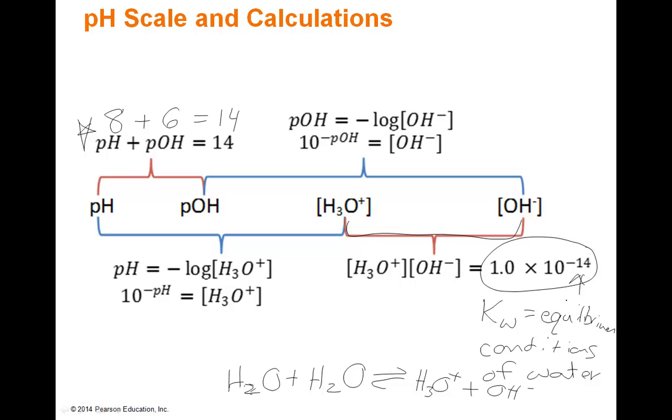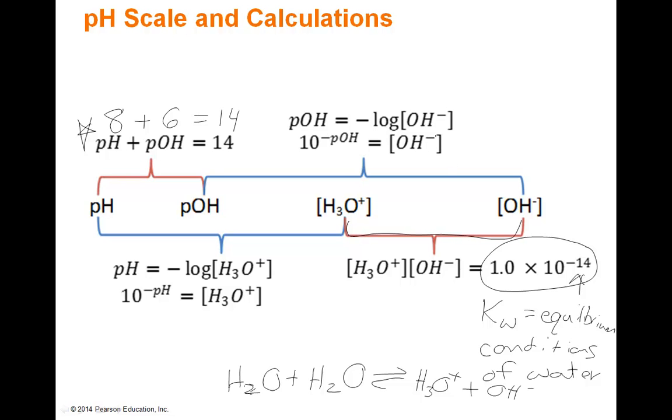Okay, so those are the first two main ones. Additionally, though, we can relate our pOH to our hydroxide concentration, and we can relate our pH to our hydronium concentration. So let's look at the one on the top first, so the other blue line. pOH always equals negative log of OH. 10 to the minus pOH equals our concentration of OH.